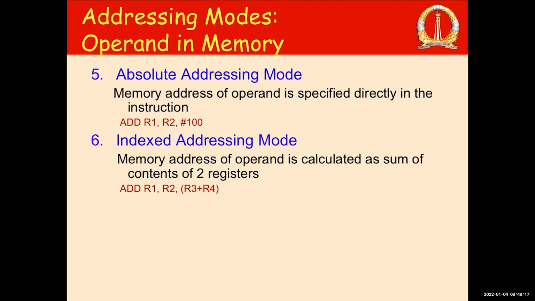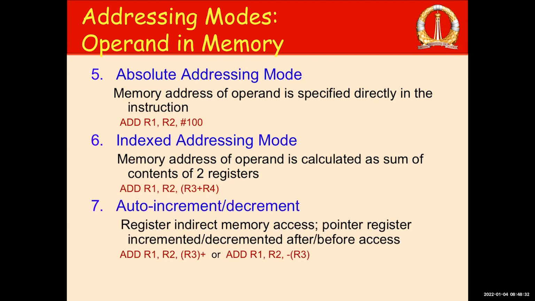Then of course, you have the indexed addressing modes, in which the address is specified as a combination of 2 registers. Like in this case, it's the addition of R3 plus R4, which gives you the effective address of the memory location. Or it could be auto increment or auto decrement addressing mode, in which again the address of the operand is specified by a register, but in addition to accessing the memory location, the register or the pointer is either incremented or decremented.